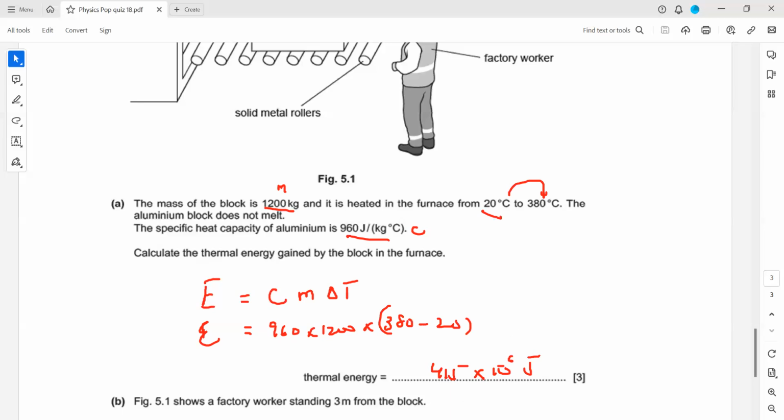And how are the marks distributed for this one? 1 mark is for writing a formula. 1 mark is for the temperature change, you take as 360 or 380 minus 20. And 1 mark is for the final answer.